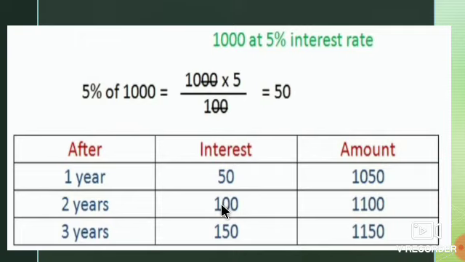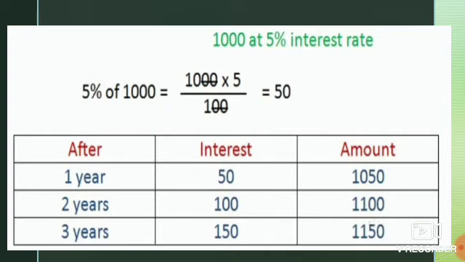So after 2 years, in the next year also I should give 50 rupees more. So 50 plus 50, in 2 years 100 rupees interest will be there. And the loan amount is the same, 1000. So 1000 plus 100 is the amount. Means after 2 years I should pay 1100 rupees.